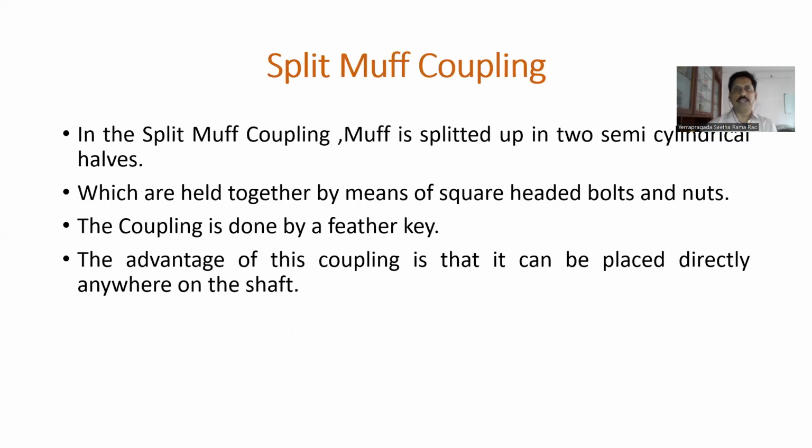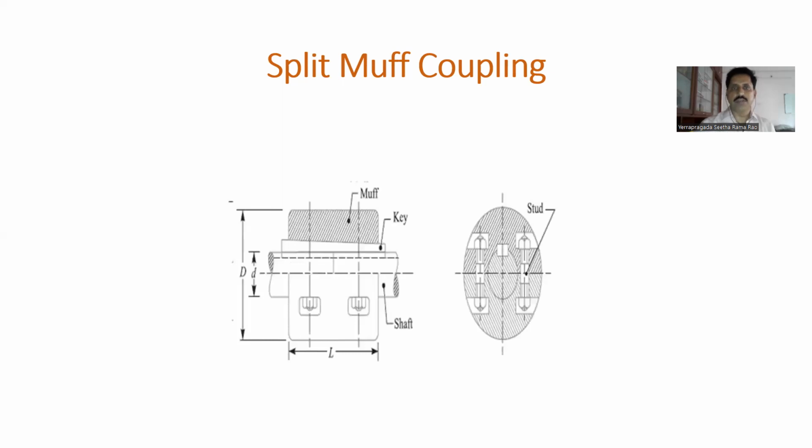The second one is the split muff coupling. In this split muff coupling, the muff is split up into two semi-cylindrical halves, which are held together by means of studs, bolts and nuts. You can see in the figure itself here. It is split into two halves. This is one half and this one is another half. You see in the figure, the side view of the figure also.